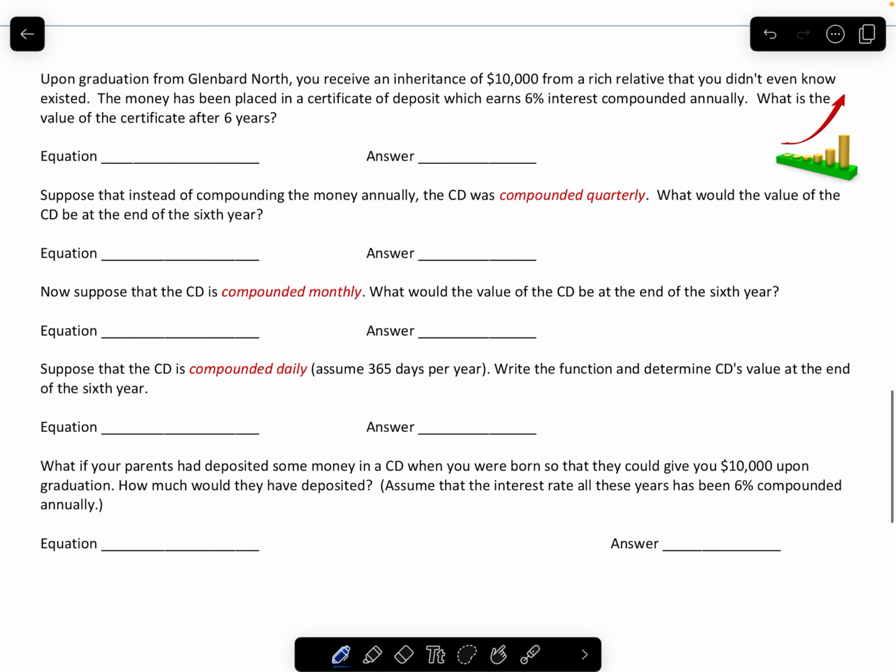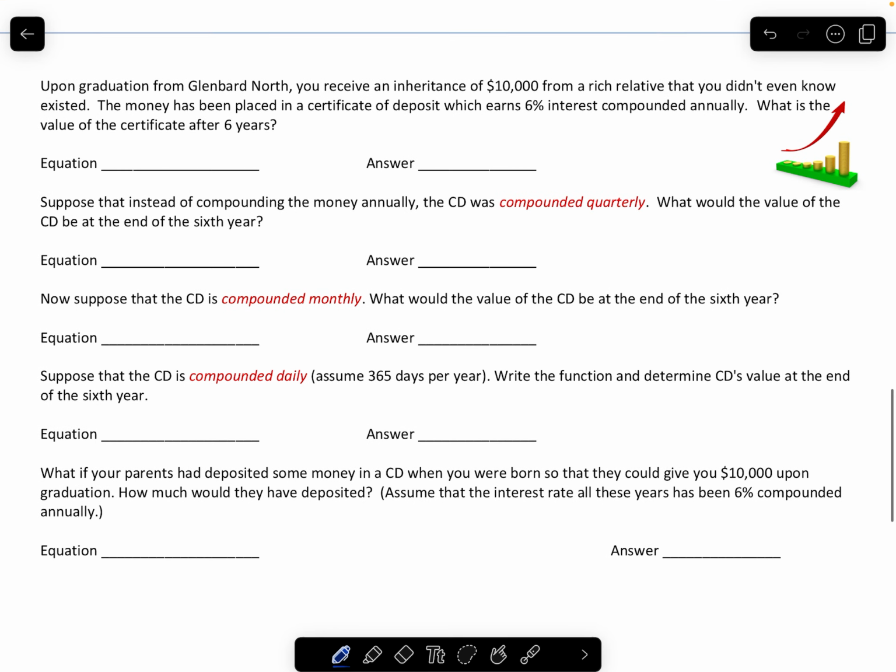All right, so let's read through this question again, and we are going to figure out which equation we're going to use and plug these numbers into the spots where they belong and figure out our answer. We received an inheritance of $10,000. That's going to be our initial amount. The money's been placed in the CD, which earns 6% compounded annually. So that would be 0.06 for R. And then the value of the certificate after 6 years, 6 would be our T.